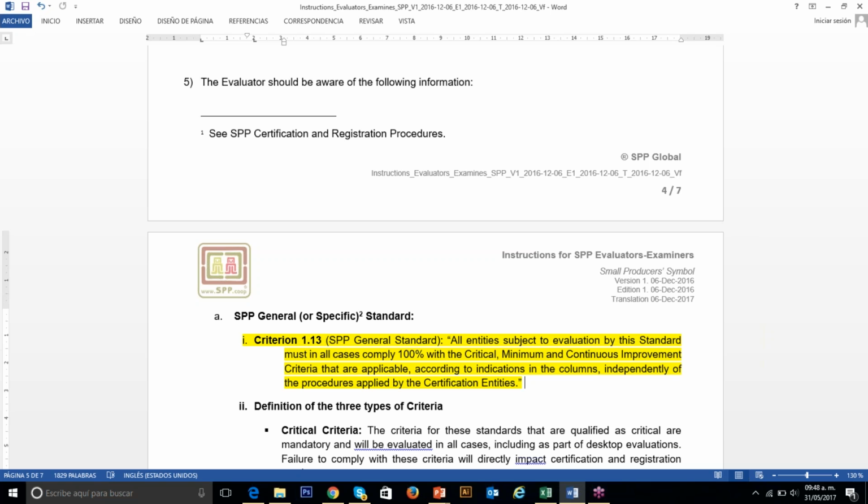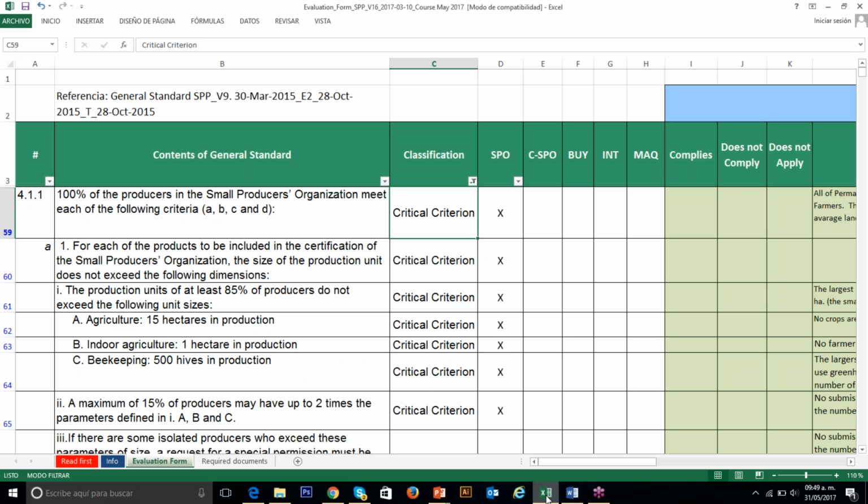Even though you will review just critical criteria, they have to be conscious that they have to know all the criteria, and all entities subject must in all cases comply with 100% of the criteria. You have to inform this to the applicants or to your customers. Then you have to send the evaluation, and they will have to complete this form.